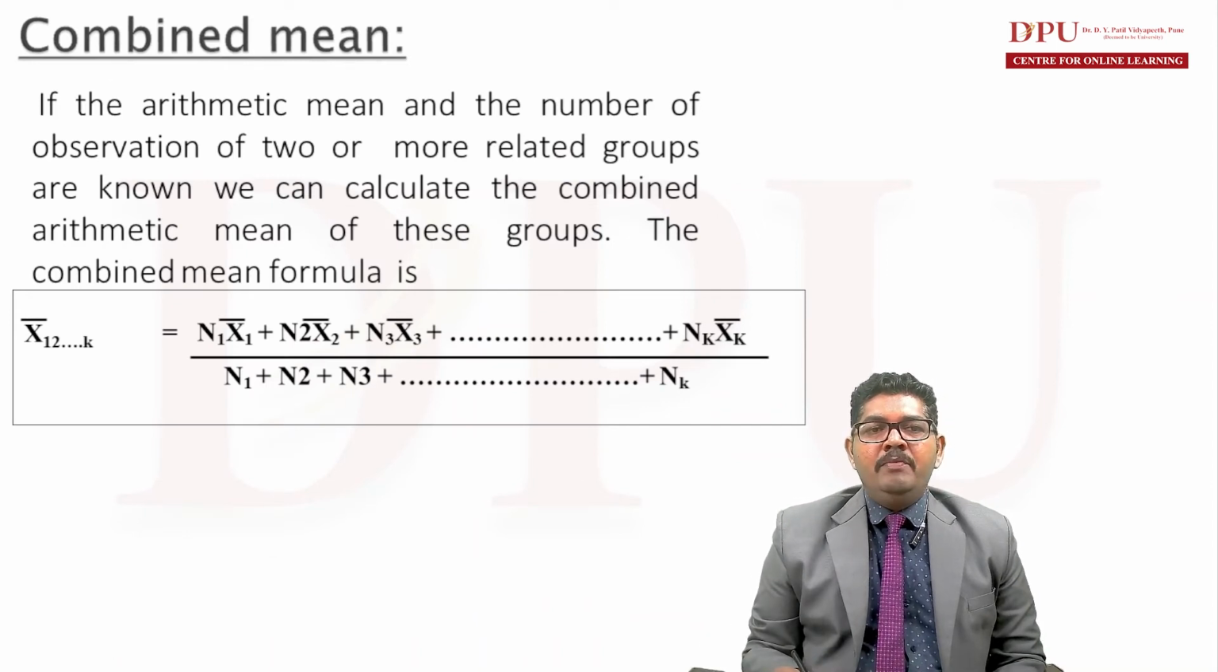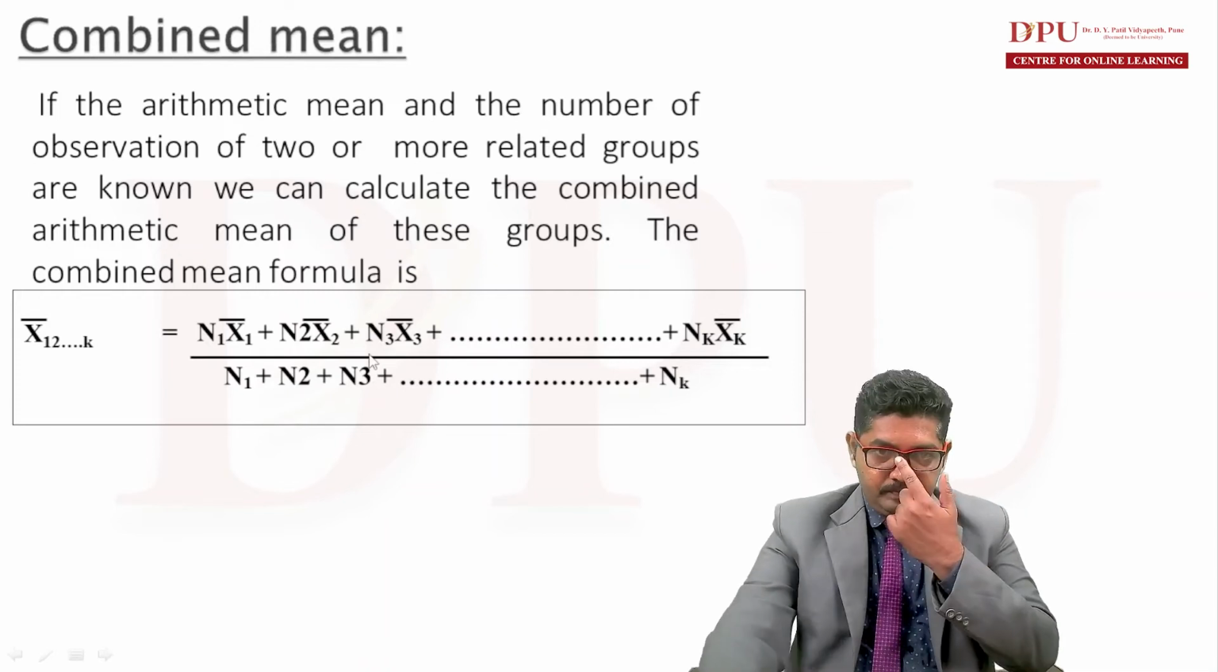Then we have the combined mean. If the arithmetic mean and the number of observations of two or more related groups are known, we can calculate the combined mean, or the arithmetic mean of these groups. The combined mean x bar 12 is equal to n1 x1 bar plus n2 x2 bar divided by n1 plus n2. Here x1 bar, x2 bar are the arithmetic mean values for the different data sets, and n1, n2, n3 are the number of observations in each group. So this is how we calculate the combined mean.